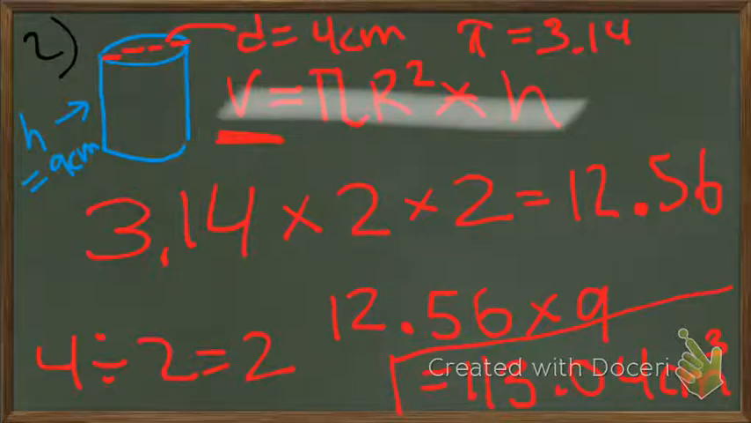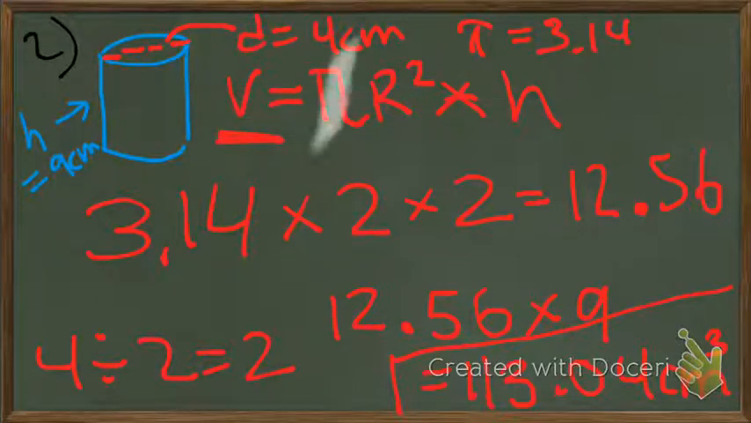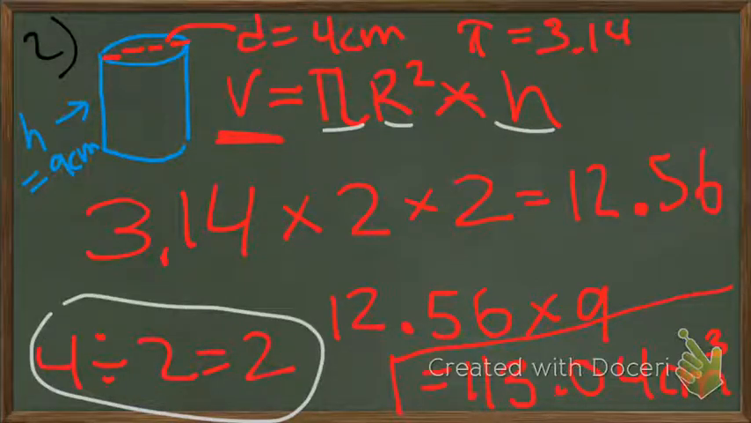This is the formula. Explain what each piece means. That's pi, that's radius, and that's height. Okay, so we have pi, radius, and height. What was this down here? Why did this happen?